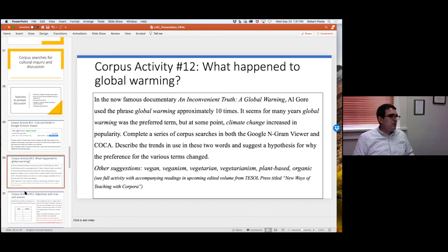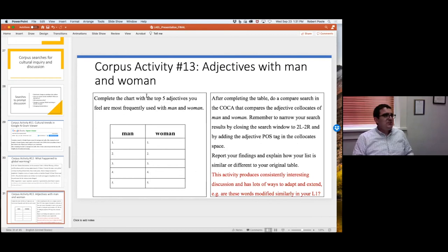Okay, moving to the next one: adjectives with man and woman. This is more of a conversation starter. The findings often surprise students, but again, you can have some really interesting, engaging conversations. So maybe just in your brains now, you can think, what are the most common adjectives English speakers use to modify man and woman? What's going to occur in that slot before each of those nouns? Make your list for man, make your list for woman, go do the search. How are those lists different? I think you can get some interesting insights into discourses around gender.